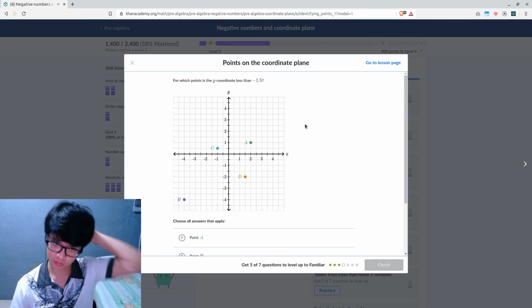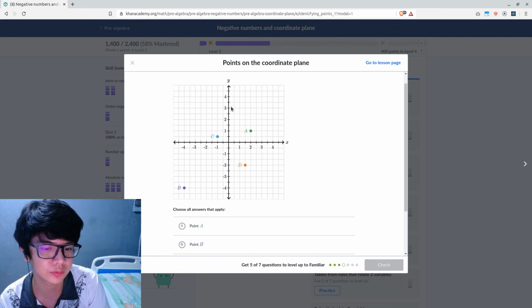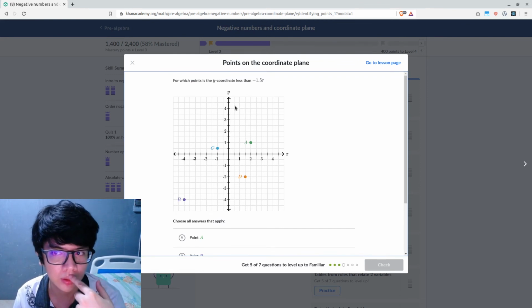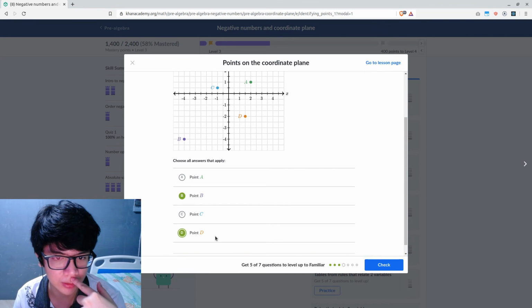For which point is the y coordinate less than -1.5? It's D and B.